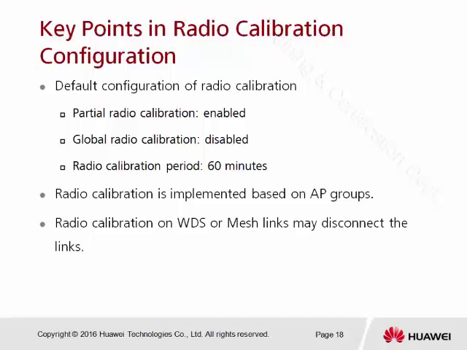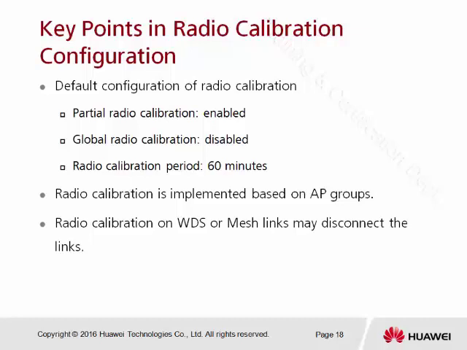So here's a key point. We need to know what the default is for all the radio calibration here. By default, the partial radio calibration is enabled, so normally they're using the partial by default. The global you can see from here is disabled. And the radio calibration period is 60 minutes, so it means it's going to run every hour.